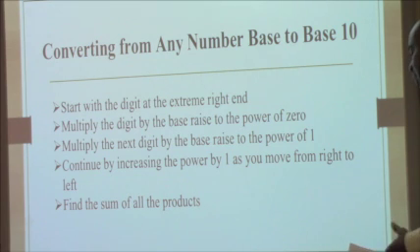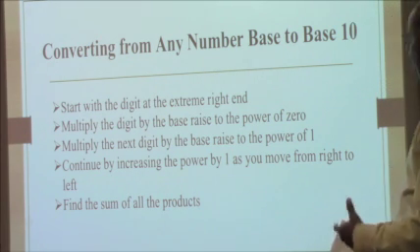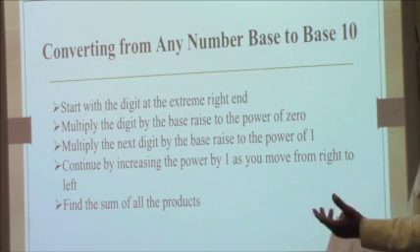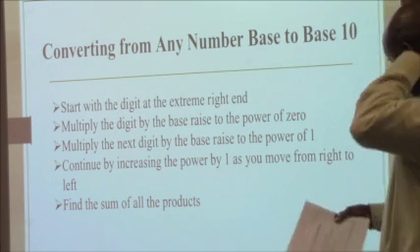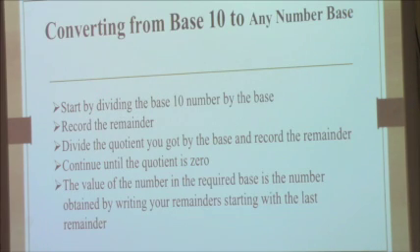And then 3 is in the 10's position, so it's the same as 3 times 10. And 6 is in the 1's position, so it's the same as 6 times 10 to the 0 power. 10 to the 0 power is 1. So we're going to go ahead and do the first problem here.